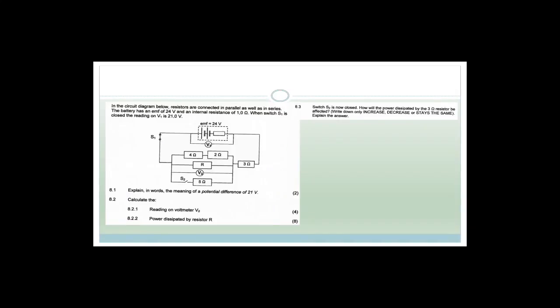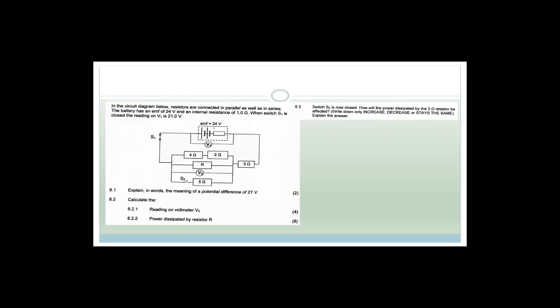In the circuit diagram below, resistors are connected in parallel as well as in series. Before we even start, I like to go around the circuit and have a look at what's going on. We've got a switch, then a parallel section, there's another resistor, a voltmeter, and another switch with a 5-ohm resistor. Then it comes all the way back, a 3-ohm resistor in series, and then back.